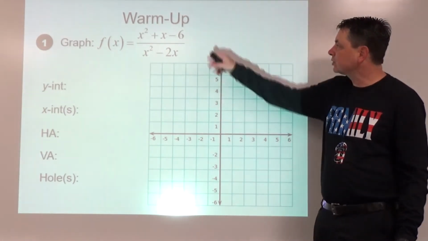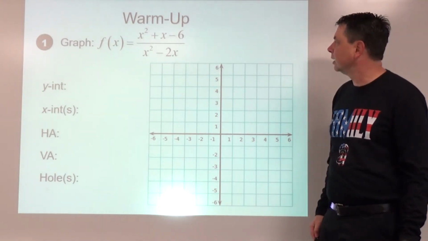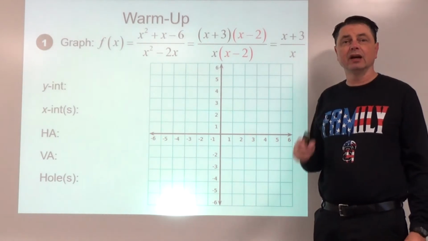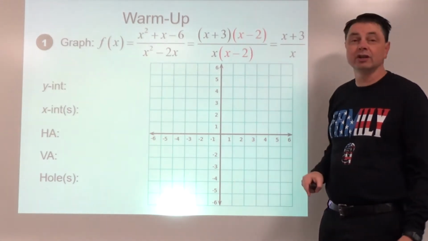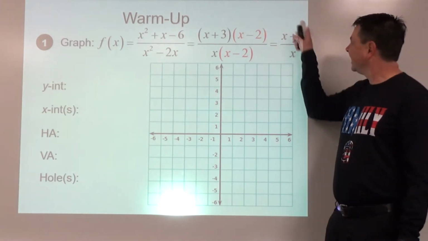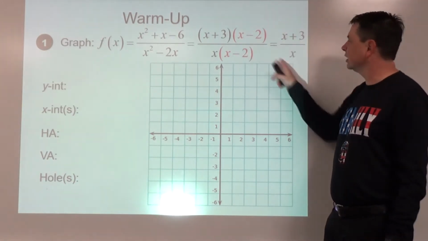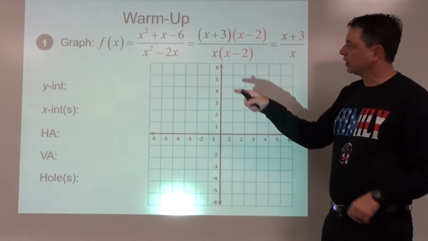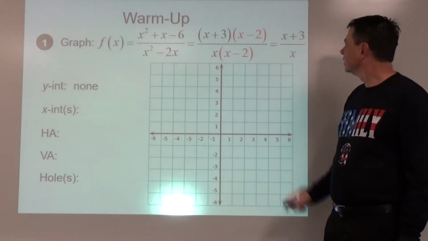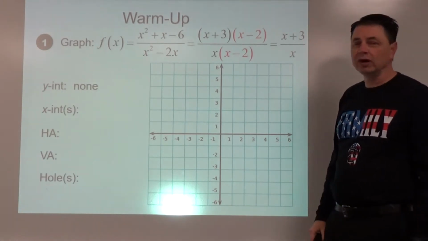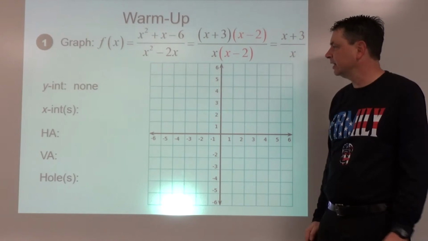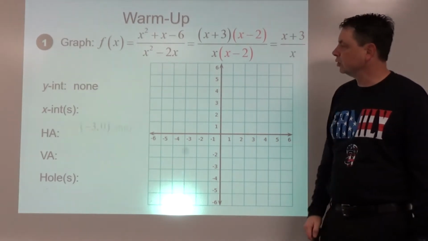Let's start by factoring both numerator and denominator. And we do notice that we have a common factor in the numerator and denominator, and we know that's going to create a hole. And if we were to cancel those out, here's what we have left. So we're going to get our y-intercept from here. It does not have one, as we tried to substitute in 0, we get 0 divided by 0, which is undefined. X-intercepts come from the numerator.